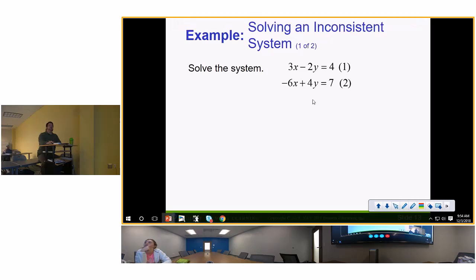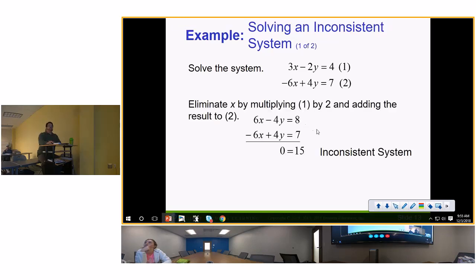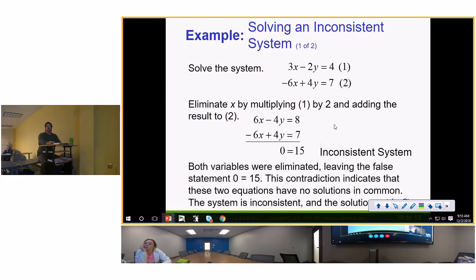All right, so there. What'd they get? 0 is equal to 15. If you get something like that, and you have done everything correctly, then you have parallel lines. Parallel lines mean they do not intersect. If they do not intersect, then they don't have a solution.